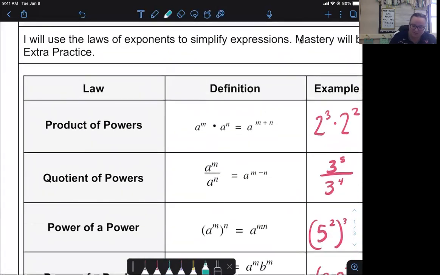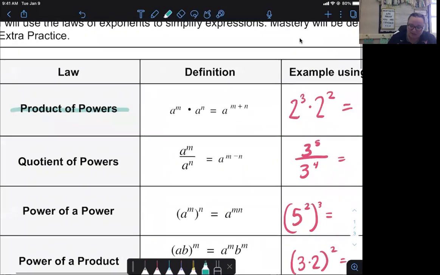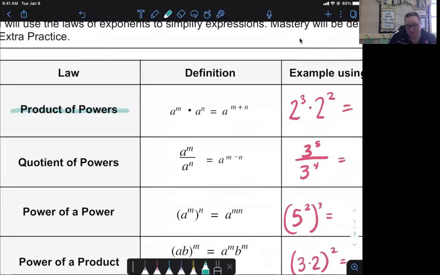Our first law is the product of powers. And by definition, the product of powers says that if you multiply two terms, so if you multiply two things and the bases are the same, so here we are with a base A and a base A, you add the exponent. So this exponent was M, this one was N, we add them. We combine them into one, and then we add the exponents. And notice that the base stayed the same. The base stayed as A.